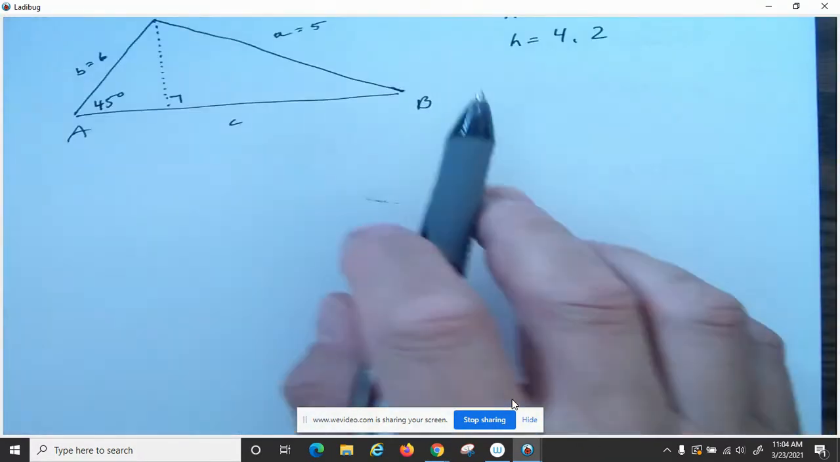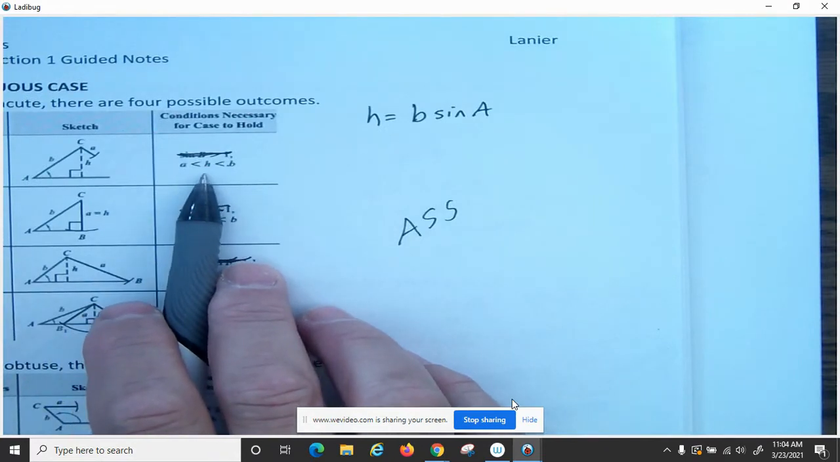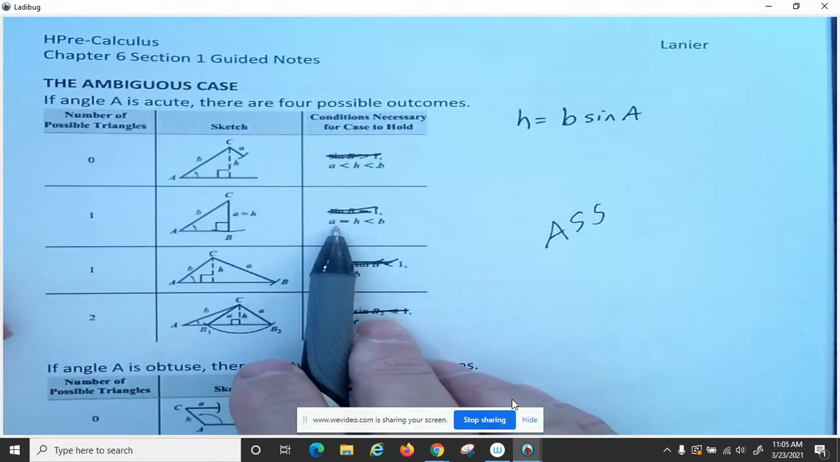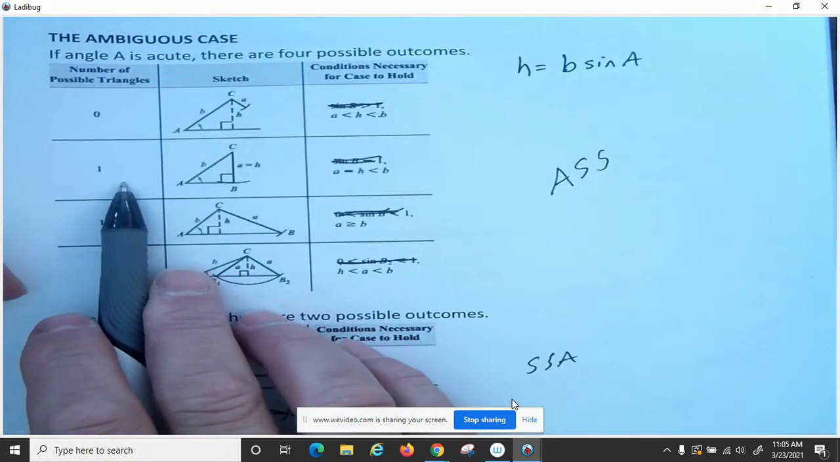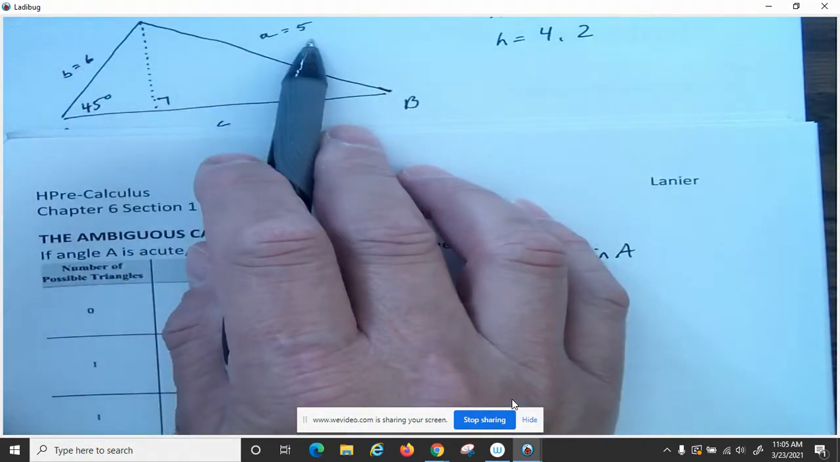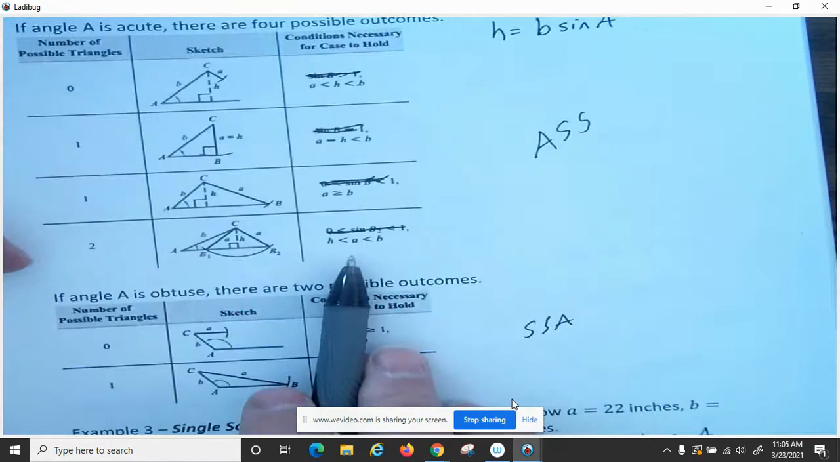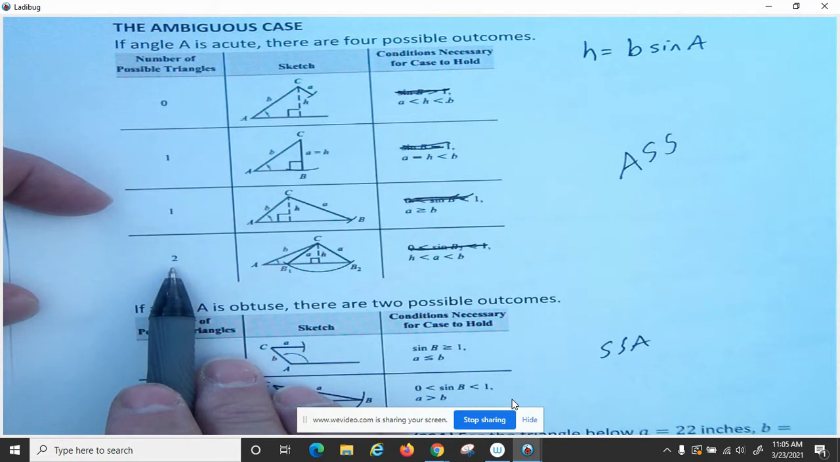Okay, so a is equal to 5, h is equal to 4.2. So I know a is not less than h, so we will not have this case. Is a equal to h? Well, no. So we're not going to have this case. Is a greater than or equal to b? No. So we're not going to have this case. What we do have is the height is less than a. That's true. And a is less than b. That's true. So we definitely will have two triangles involved.